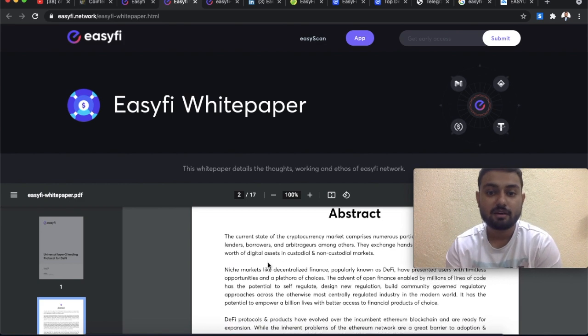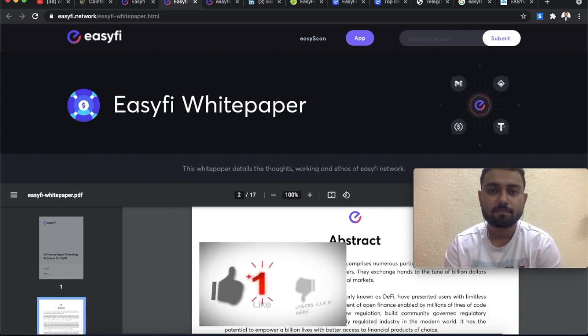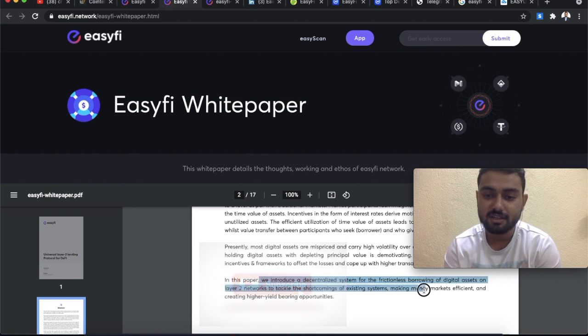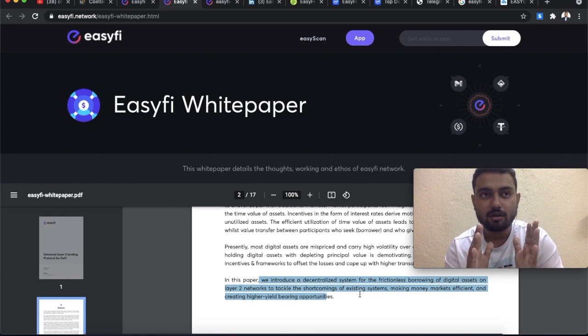Next, we need to read the abstract. The abstract is generally found at the beginning of the white paper and it speaks about what the project is, what problems it's going to solve, and what is the proposed solution. So in the abstract, they say: we introduce a decentralized system for the frictionless borrowing of digital assets on layer 2 networks to tackle the shortcomings of existing systems, making money markets efficient and creating higher yield bearing opportunities. So in a couple of lines, they have summarized what they actually want to do with this project.